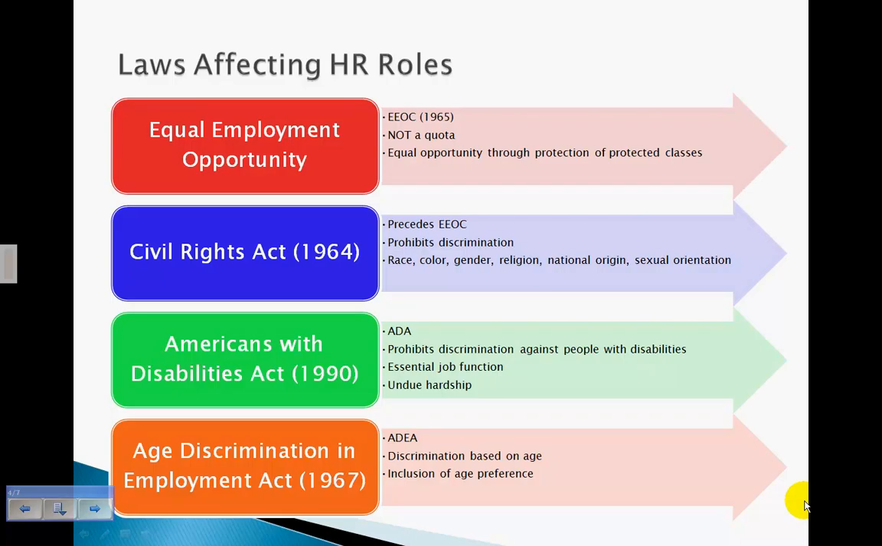damaged by hiring practices. But what happens is the hiring practices become, well, the way we do things. We forget that with the Civil Rights Act in 1964, which is a critical act in human resources law and employment law, it actually precedes the EEOC. And the point of this is to prohibit discrimination.